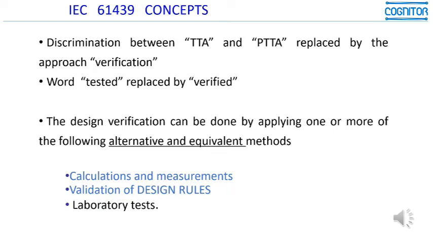These three approaches are calculation and measurements, in certain cases as explained in the standards; the validation of design rules, which is based on the existence of a first of a series, a head of a family of low voltage switchgear that was completely type tested, and after this, based on design rules, we can avoid testing others which are quite similar but not exactly equal to the one which was tested; and another design verification method is to use the previous laboratory tests.